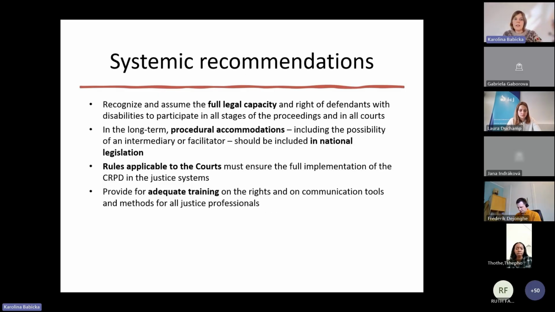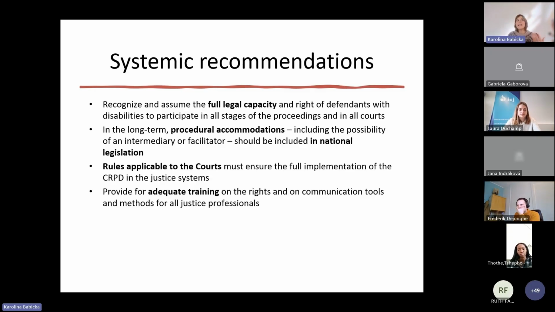When it comes to the systemic recommendations, in many countries, national legislation has to change in order to be fully in line with the UN CRPD. First of all, to recognize and assume the full legal capacity of persons with disabilities to participate in all stages of the proceedings in all courts. Also, procedural accommodations should be specifically included in national legislation, and the rules of the courts should ensure full implementation of the CRPD in the justice systems.